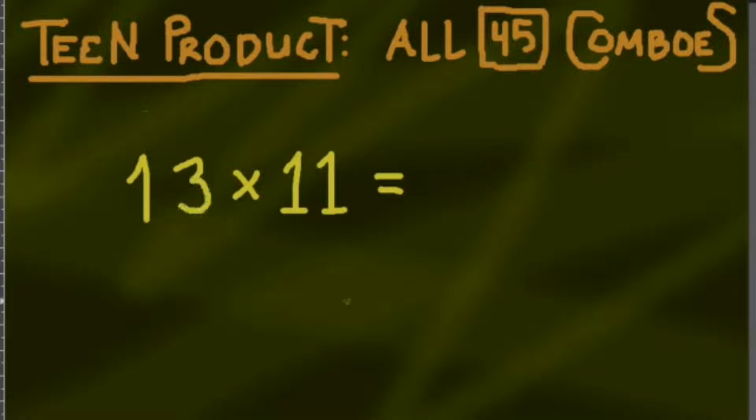13 times 11 equals, the last digit is 3. Then 13 plus 1 is 14. So 143. 14 times 11, you know the pattern. It becomes this.